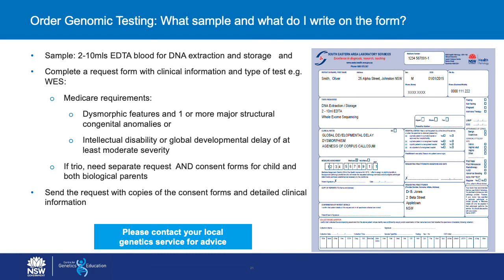It is also important to remember that if a trio is selected, separate request forms are needed for the child and each biological parent. Once the blood and DNA is stored at your chosen lab, send the request form with copy or copies of the consent with detailed clinical information. At this stage, each laboratory will have their own clinical information or phenotype form that will require to be filled in. Please consult with your local genetic service for details of this form.